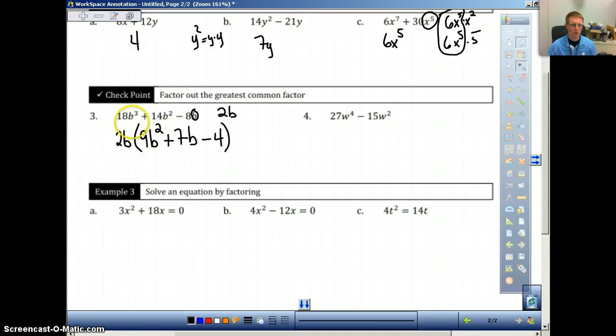2b times 9b squared is 18b to the third. 2b times 7b is 14b squared. 2b times negative 4 is negative 8b. Okay, so first find what the greatest common factor is, pull it to the outside, and you're basically pulling it off of each term by dividing it and then writing what's left. Okay, let's see if you can do this one on your own. So hit pause on the video and then hit play when you've had a chance to try this.